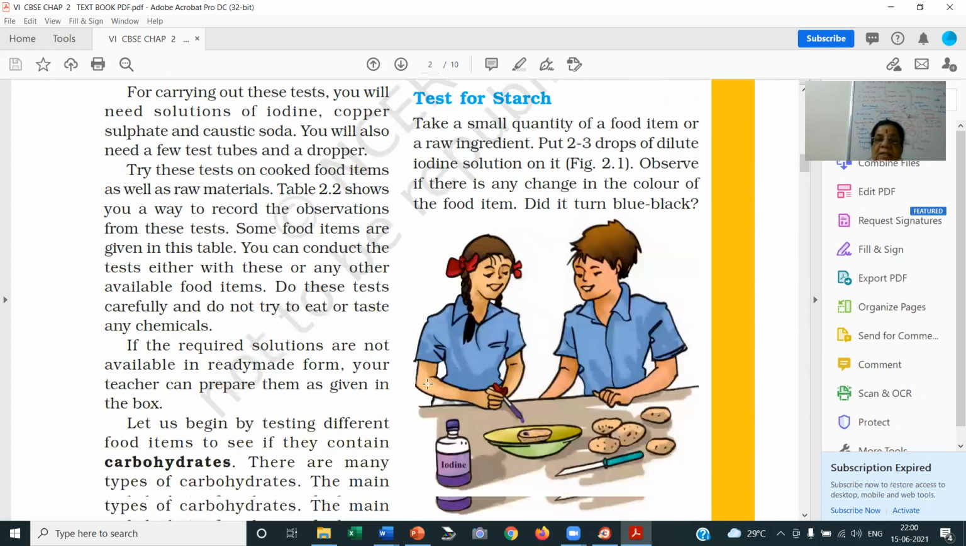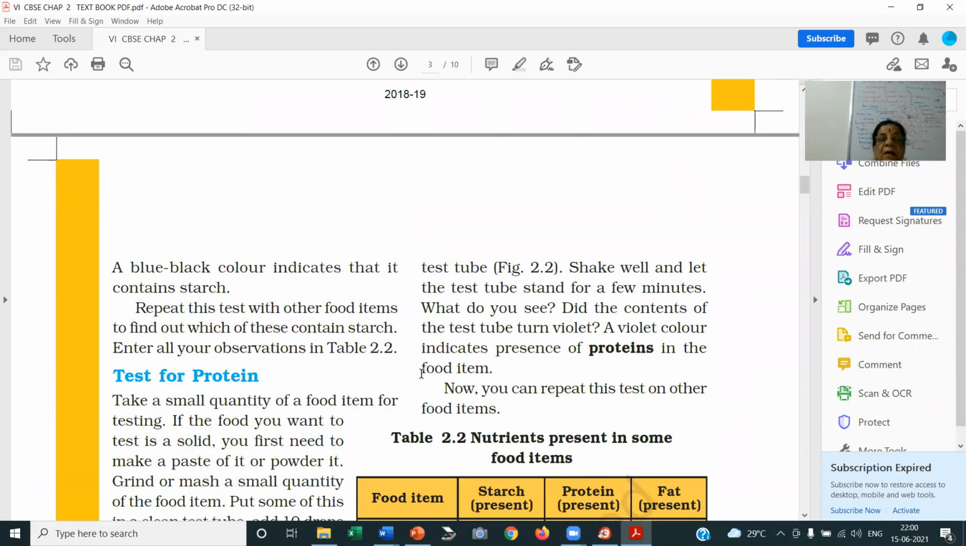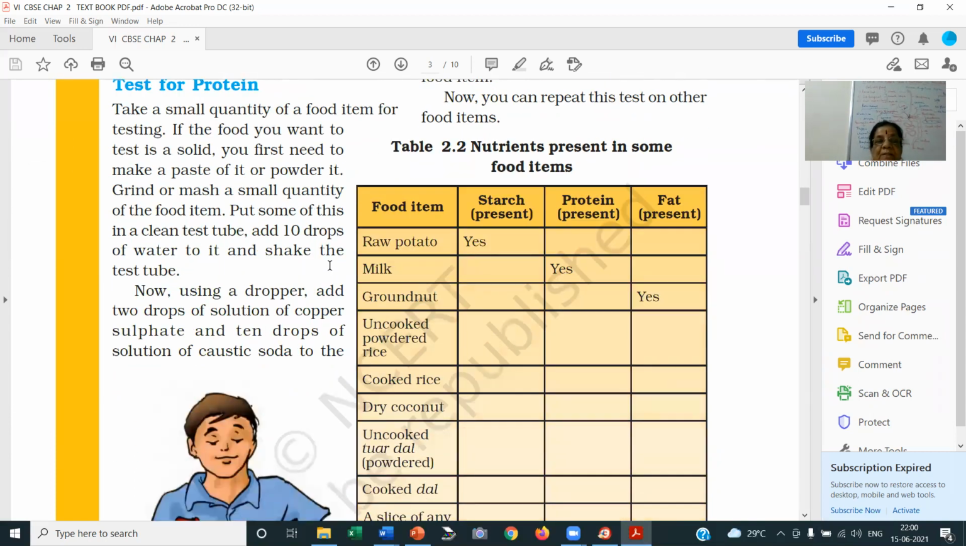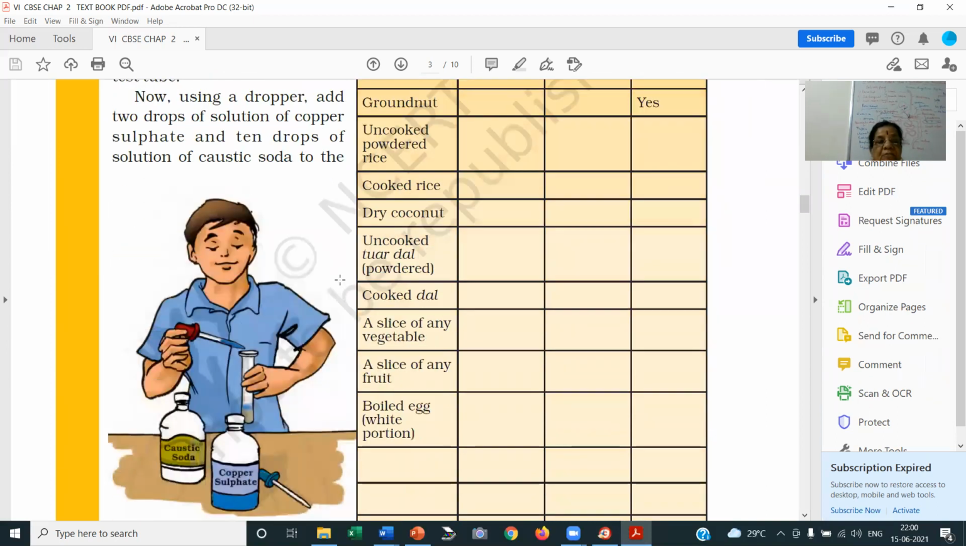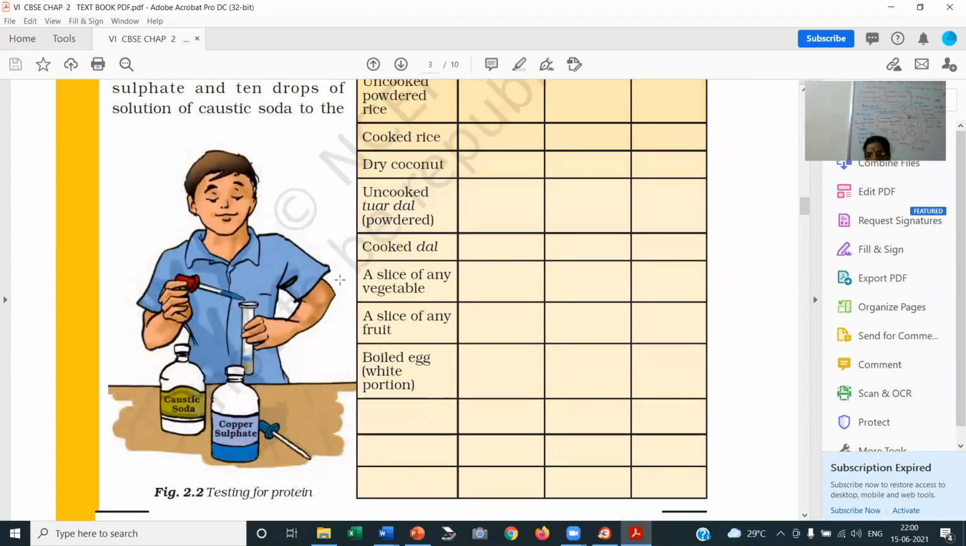And then the next one, what is the inference for that? Observation will be the appearance of blue-black color, and then inference, a blue-black color indicates that it contains starch. And then test for protein. Test for protein is the biuret test method.